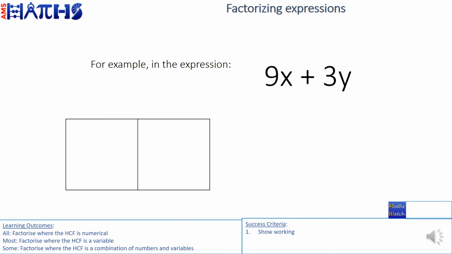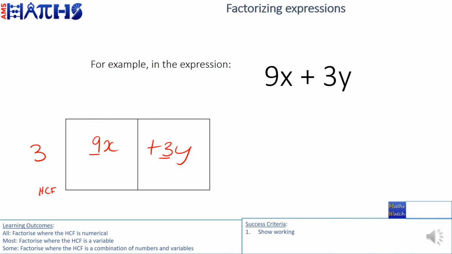Let's look at this example. We have 9x plus 3y to factorize. So we're going to write those in the respective boxes. Then we need the highest common factor. We have 9 and 3, the biggest number that divides 9 and 3 is 3. We also have x and y, but they're not common. They're different terms. And so our overall highest common factor is just 3.